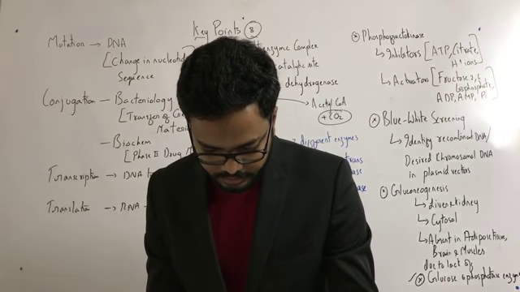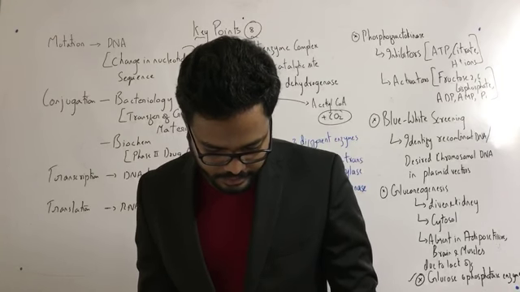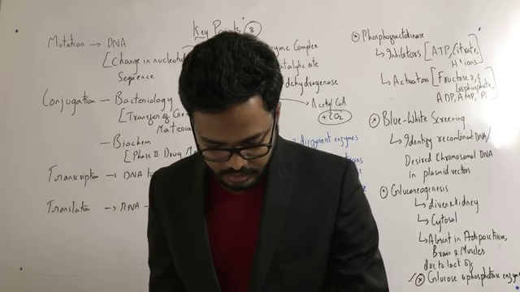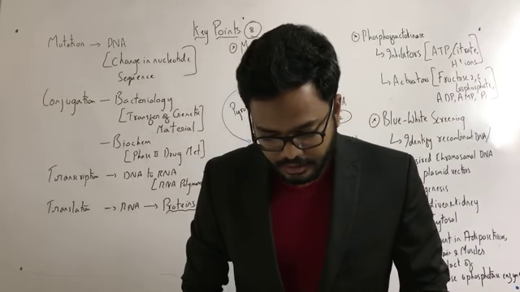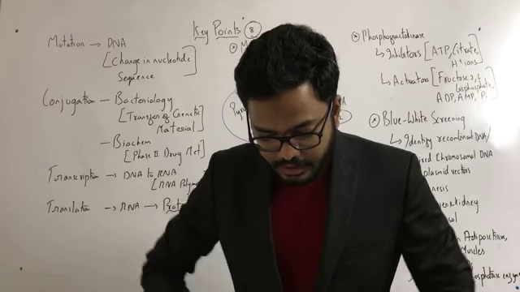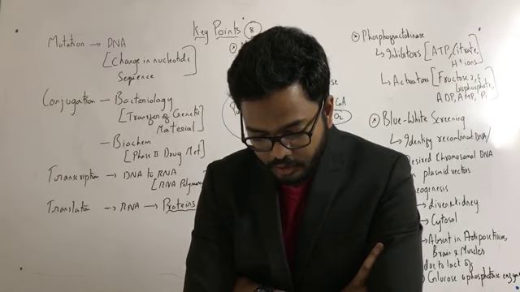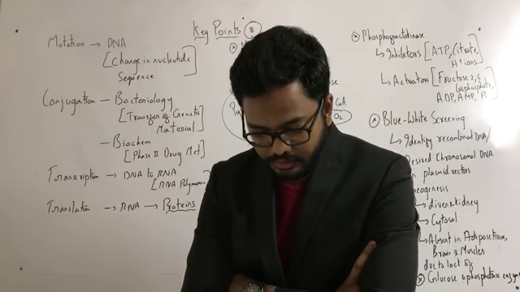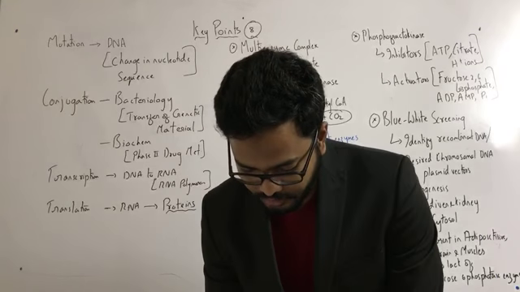Now let's move on to the next question. The incorrect statement is: long-standing hypertension leads to left ventricular hypertrophy; long-standing hypertension leads to right ventricular hypertrophy; pulmonary hypertension leads to right ventricular hypertrophy; coarctation of aorta leads to systemic hypertension. So which of the following is a wrong statement?